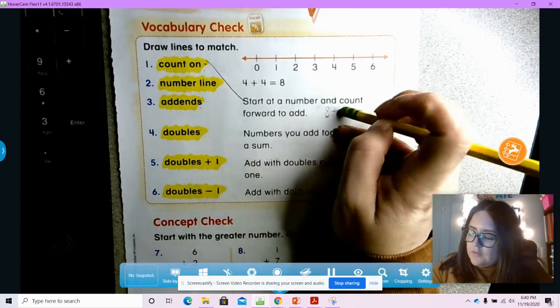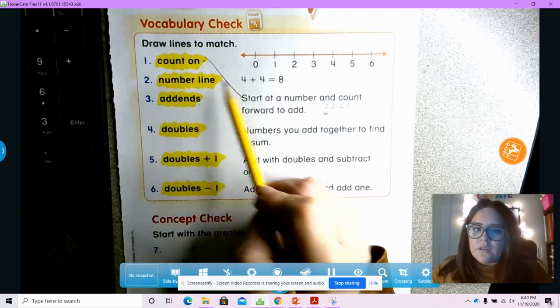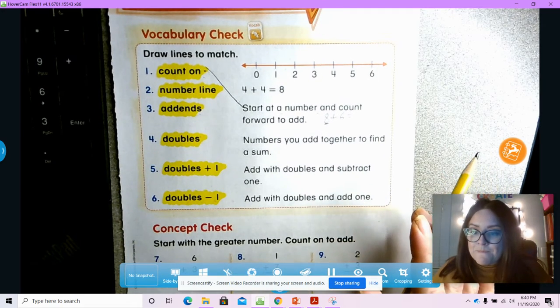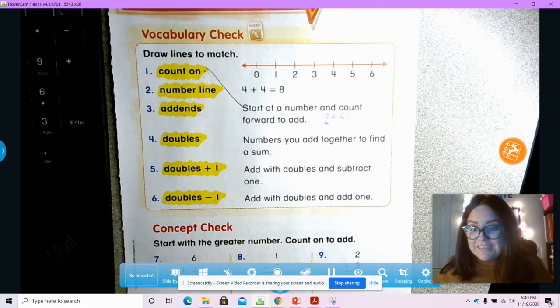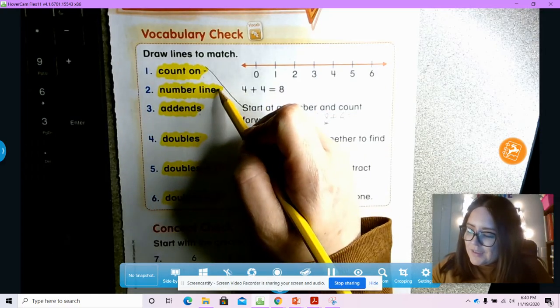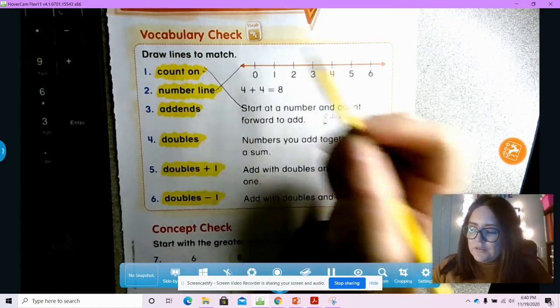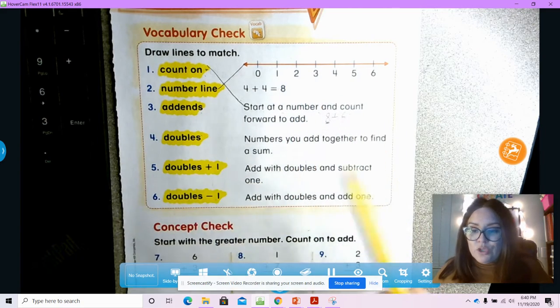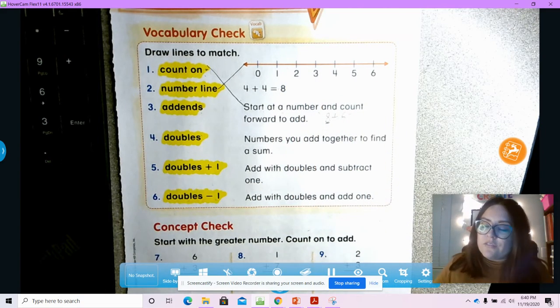And then our next one says number line. Which one of these is a number line? This one's a little bit easier because it's in the name. A number line is literally a line with numbers. And we use it for counting, for adding, for subtracting.